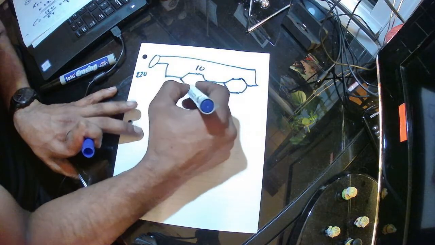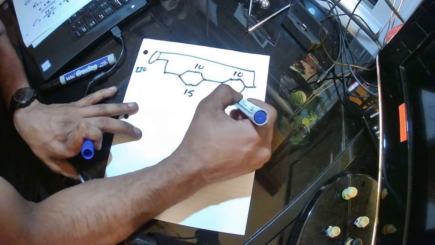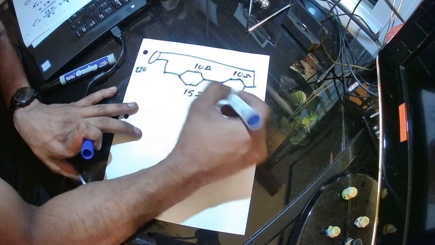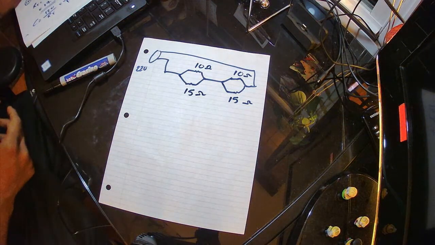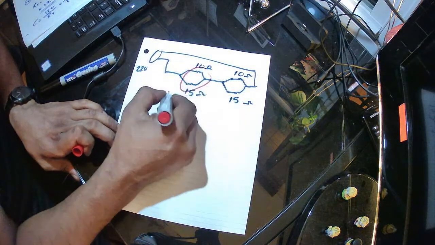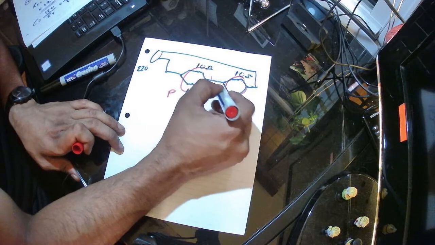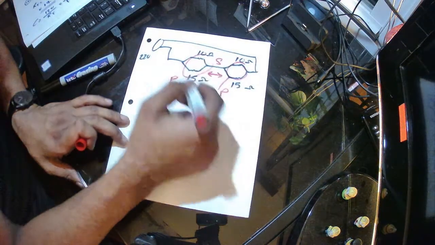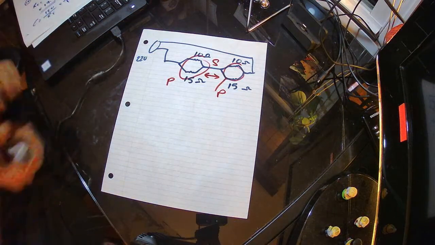So this is 10 and 15, 10 and 15 ohms. Okay, let's look at this circuit. It's a combination circuit. Why? Because those two are in parallel, and those two are in parallel, but this circuit and this circuit are in series. So I have to reduce this circuit to two resistances in series.